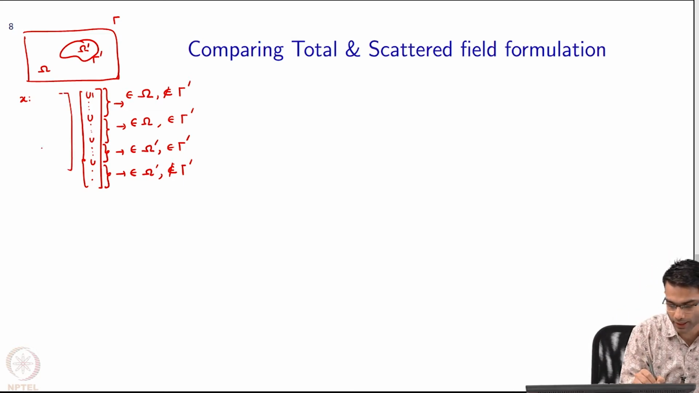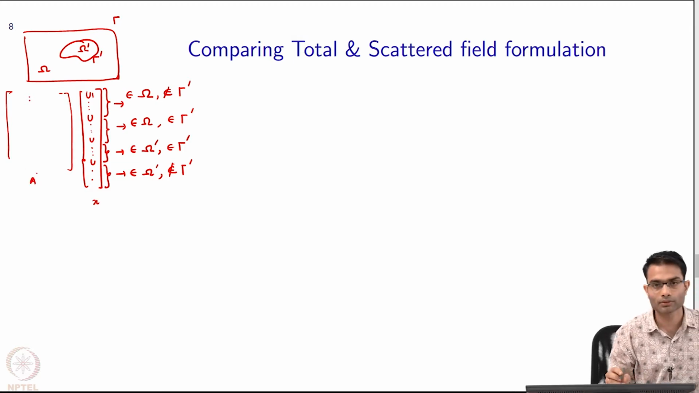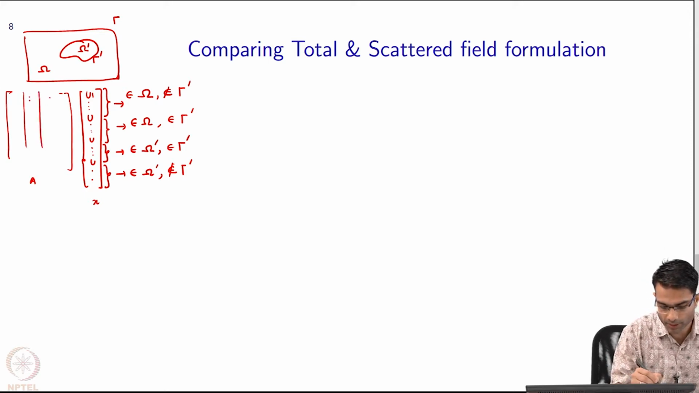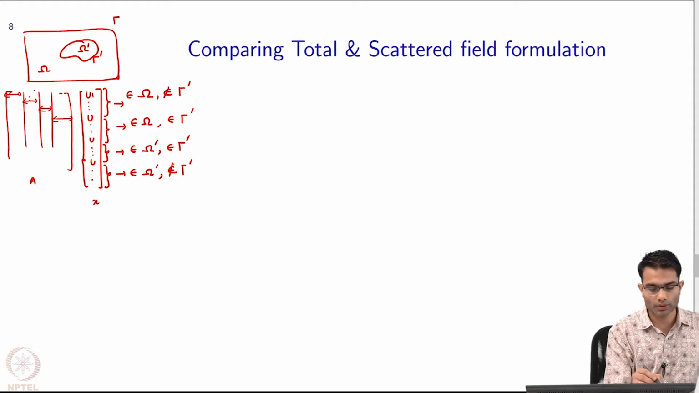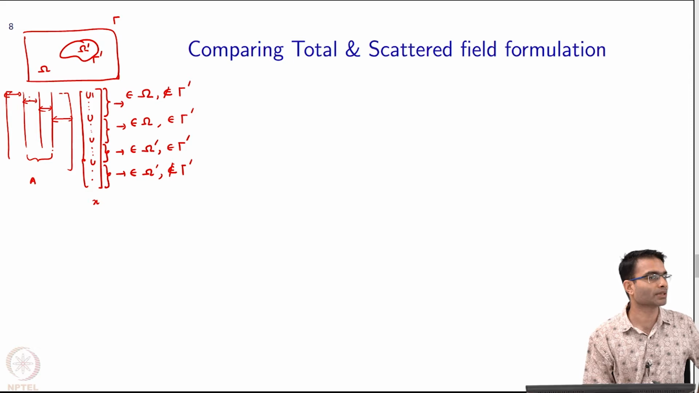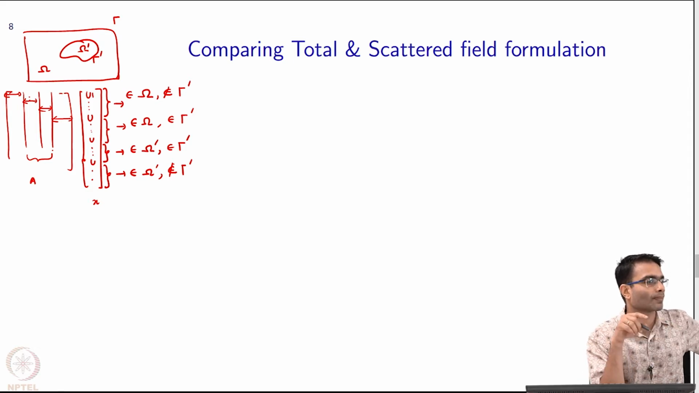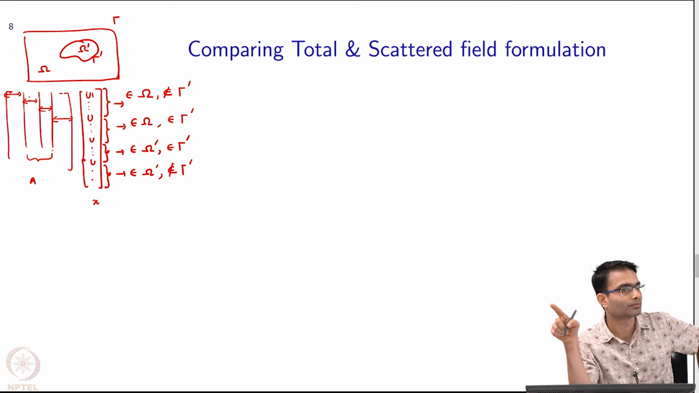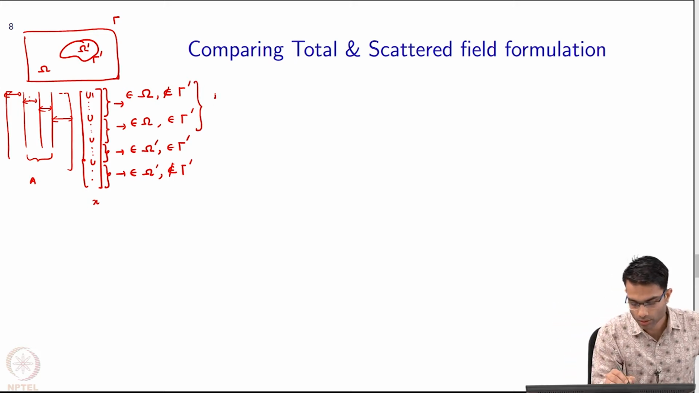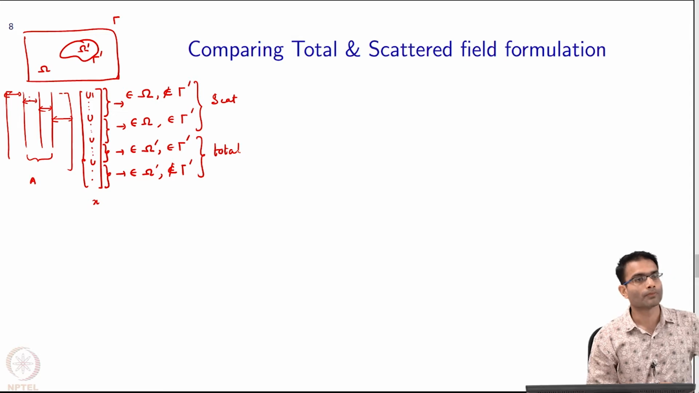So when I have my matrix A over here, and this was my x, I can break up A again. How many parts? 4 parts, right. So these will multiply the first set, the second set, the third set and the fourth set. When it comes to these 2 sets of edges, 2 and 3, what kind of coefficients will there be? 1 and minus 1, and the right hand side will have the incident field, because these are scattered, these are total.